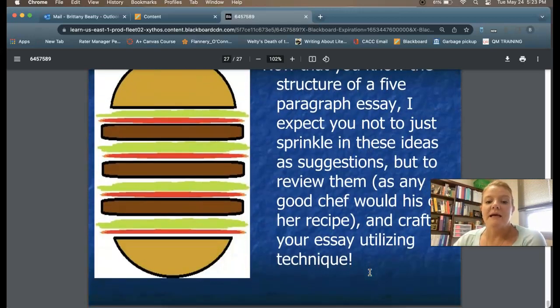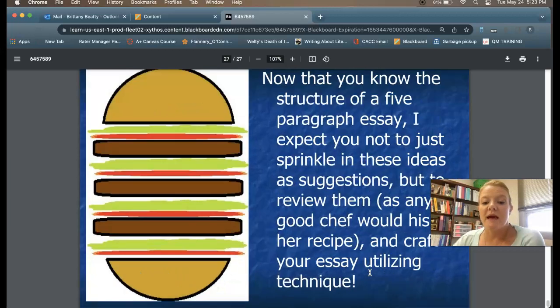All right. And that is all we have for now for the structure of an essay. We will go into more detail, a little more depth with some of these concepts in the coming weeks as you start writing your essays.